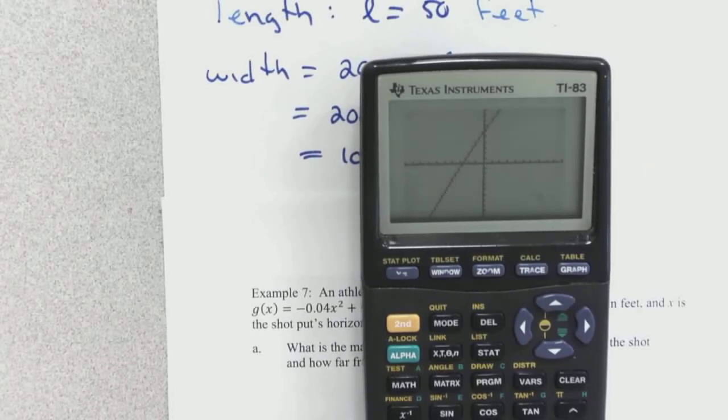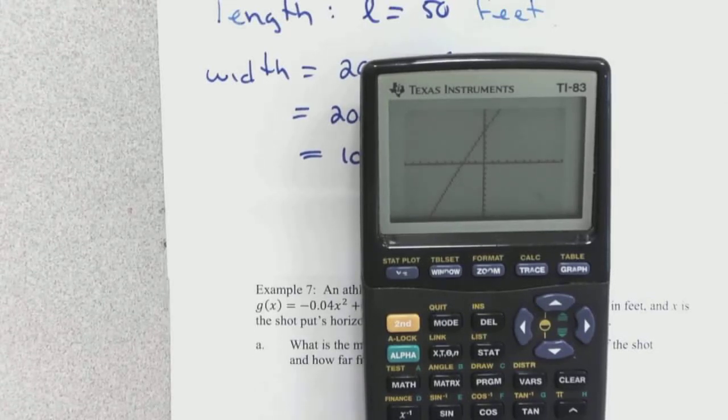Okay, so here, really not the best window. Remember what they said this function represented. It represented a person throwing a shot put. Now think about it. I throw a shot put, it's going to go up and come down. We aren't seeing the come down part.